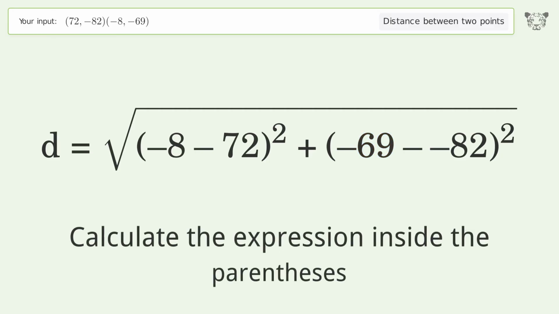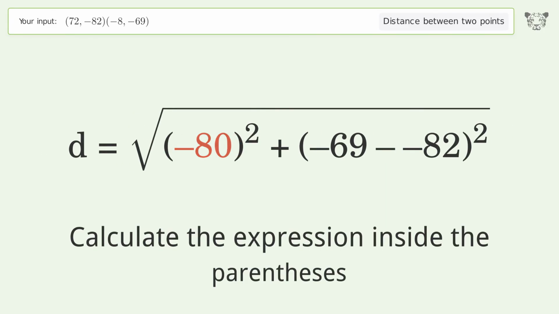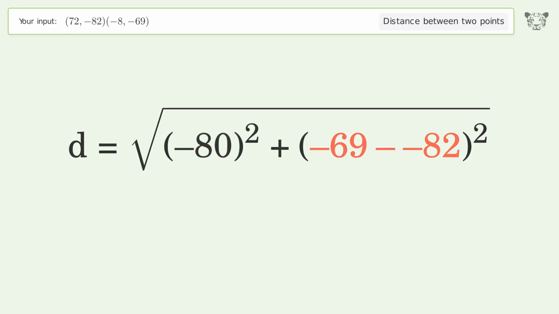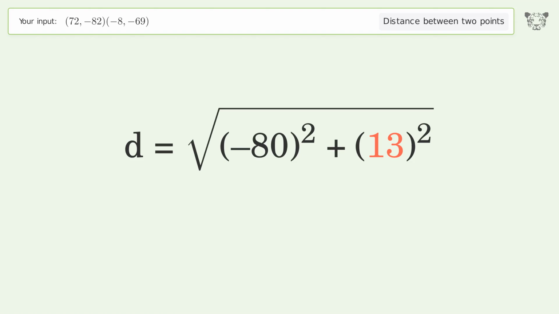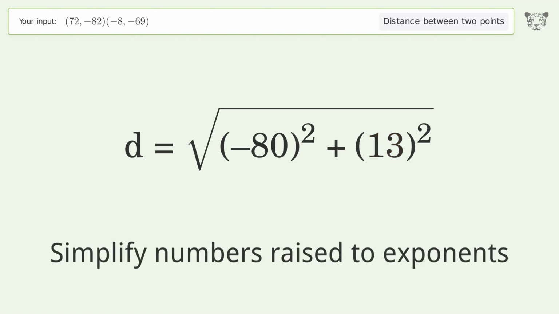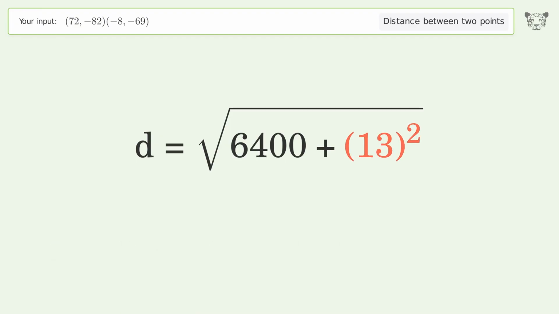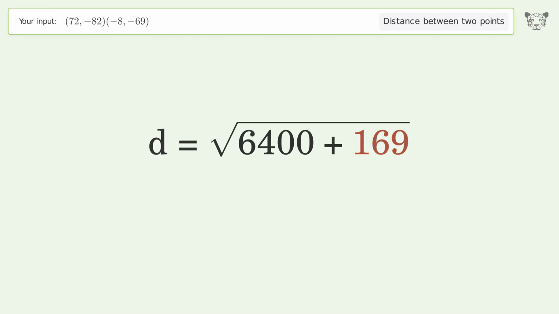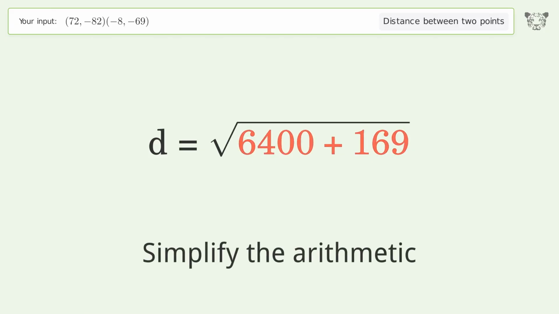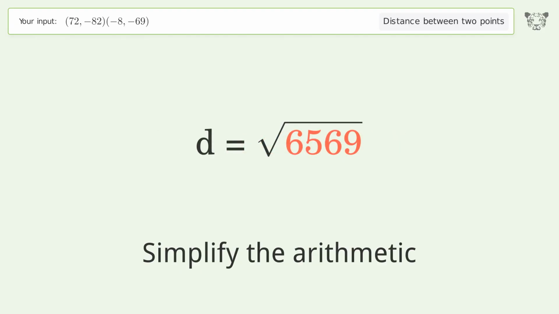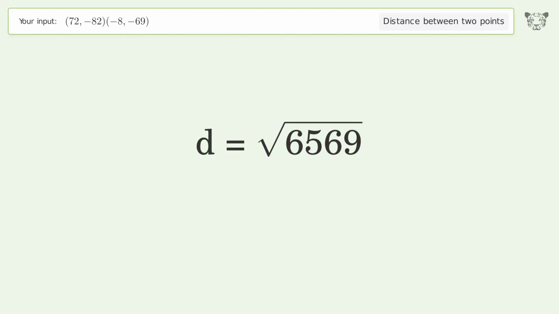Calculate the expression inside the parentheses. Simplify numbers raised to exponents. Simplify the arithmetic. And so the distance between the 2 points is the square root of 6,569 or 81.049.